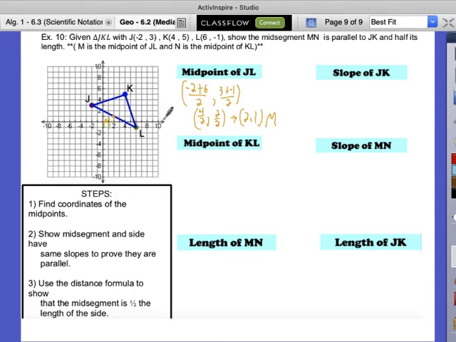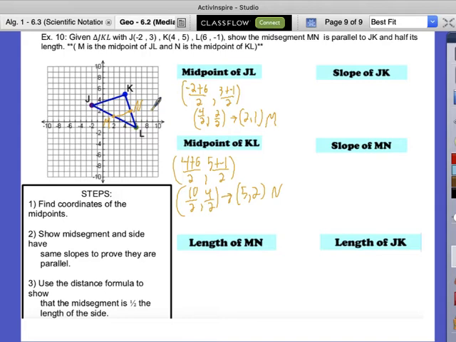We're going to do the same thing with KL. We're told to call this one N at 5 comma 2. So now we know where the mid-segment is.